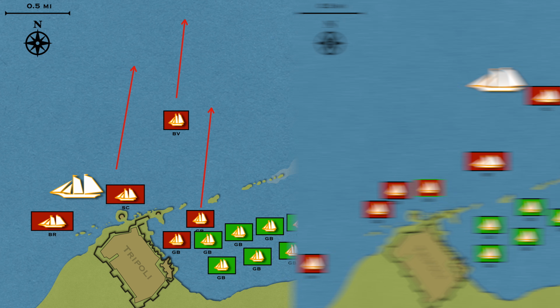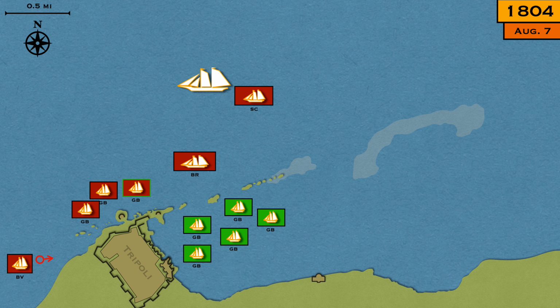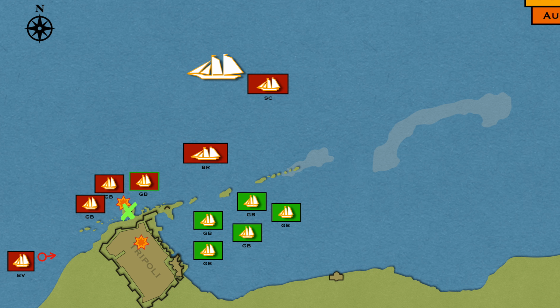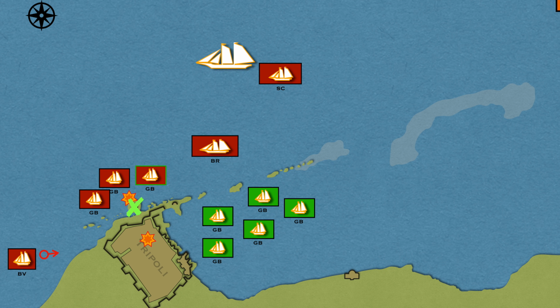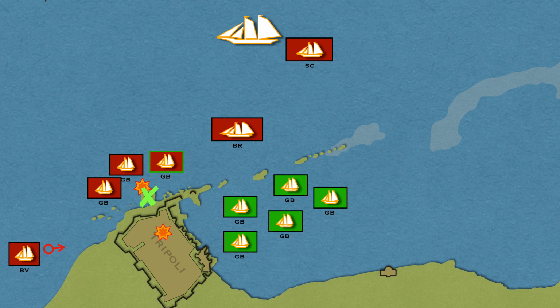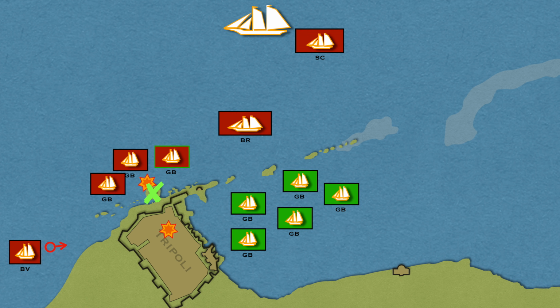4 days later, an attack was made on the western part of the town where a Tripolitan battery was destroyed and bombardment of the city continued. However, one of the American prize ships taking part in the battle took a lucky shot in the magazine. This time, the Americans lost 12 men and 2 gunboats.